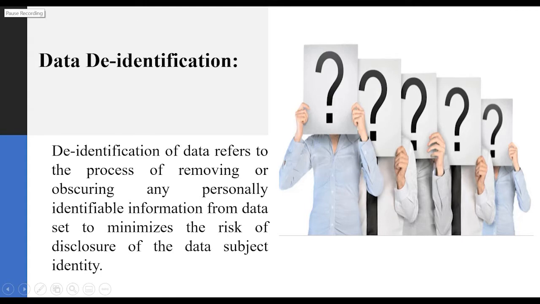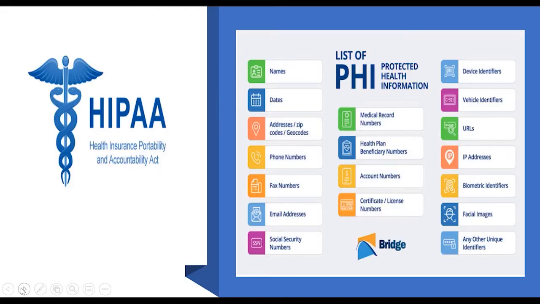So what is data de-identification? Data de-identification refers to the process of removing or obscuring any personally identifiable information from a dataset to minimize the risk of disclosure of a data subject's identity. In the United States, the Health Insurance Portability and Accountability Act defines 18 data elements, such as name, date, and phone numbers, that are considered identifiable health information. Those elements must be removed or generalized from data to be considered de-identified.